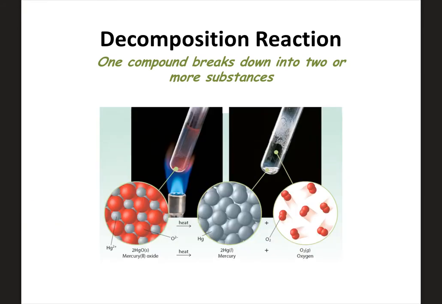This is a good example of a decomposition reaction. If you take mercury(II) oxide here and you heat it, it will actually separate into mercury and oxygen. So the oxygen would just evaporate away and you'd be left with pure mercury in the test tube. We know that mercury is very dangerous, so we would not want to do this, but that's a good example of a decomp reaction.